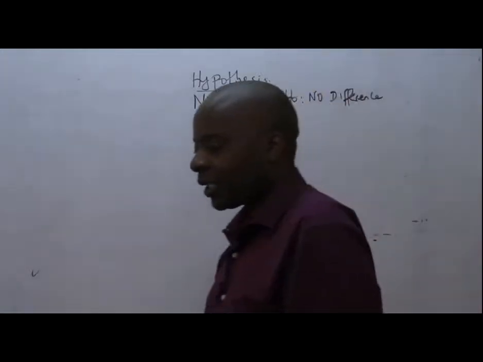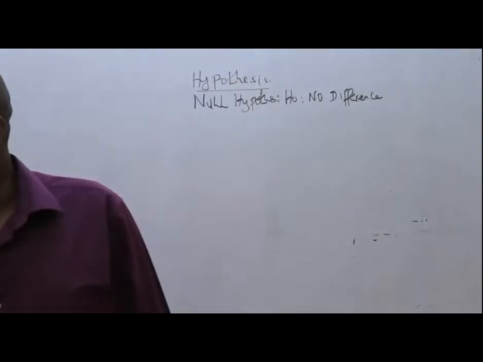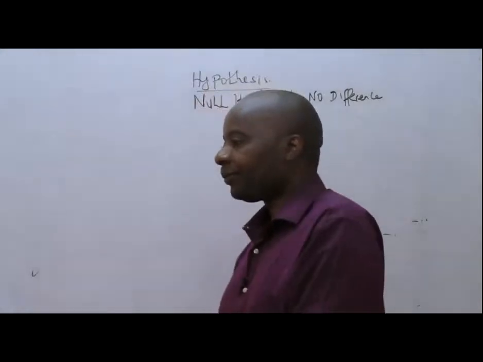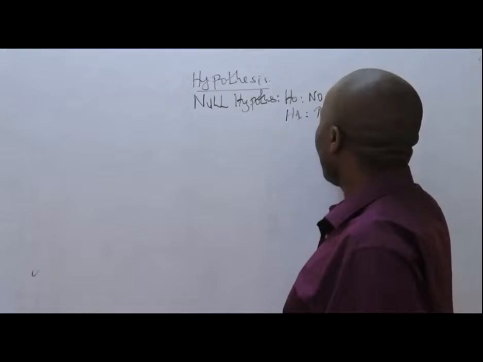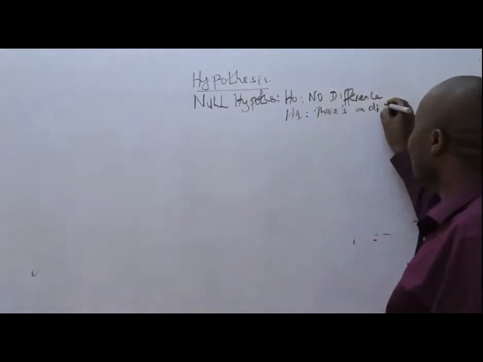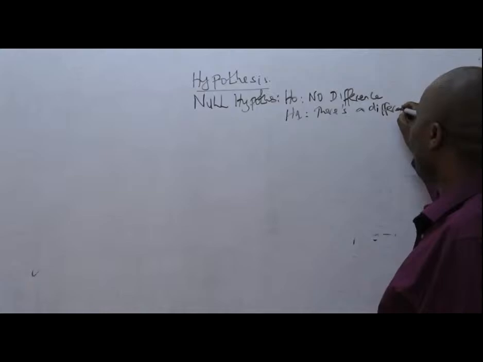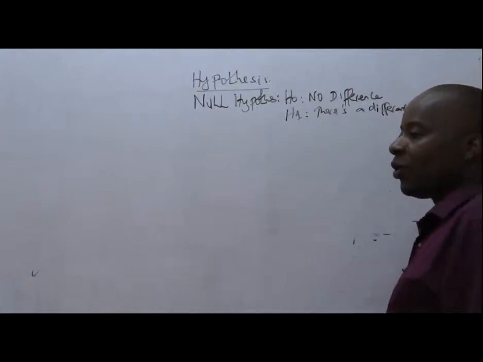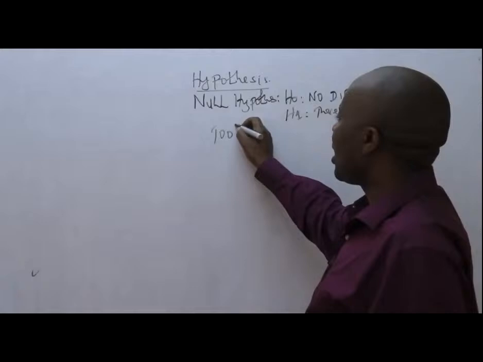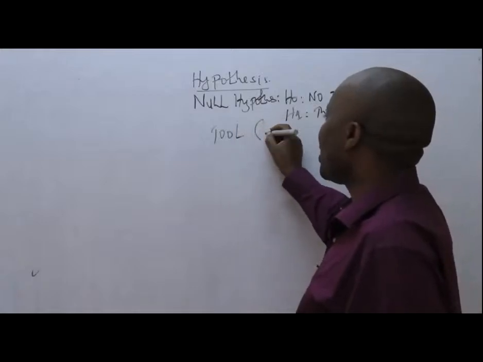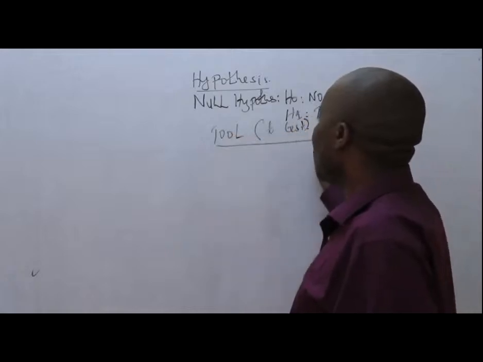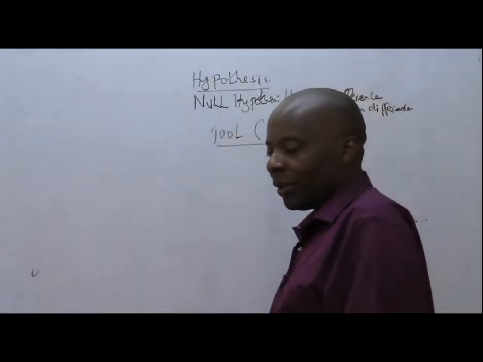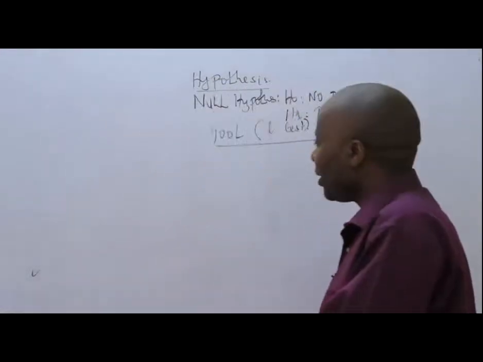There's no difference. And then number two, we imply that there is a difference. So H1, the alternative, is that there is a difference. Now, after that, we go to the tool. Again, these are 6, so it is a t-test.